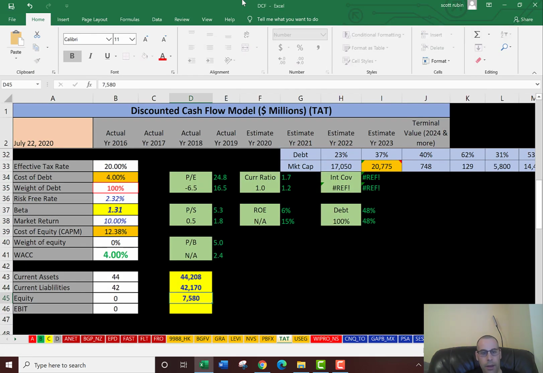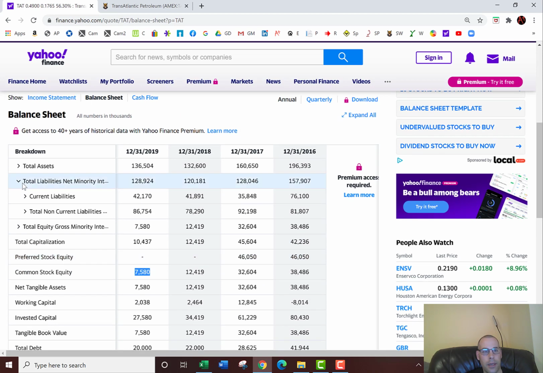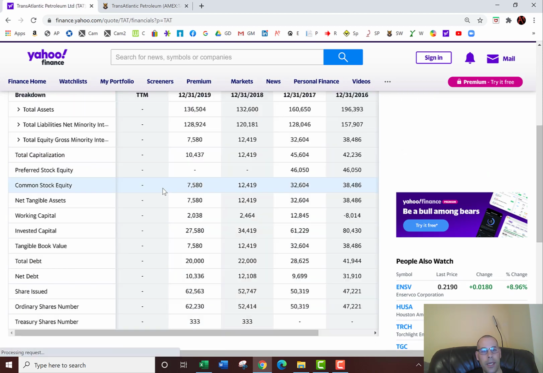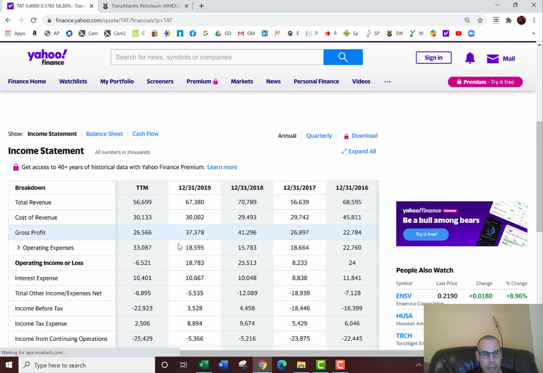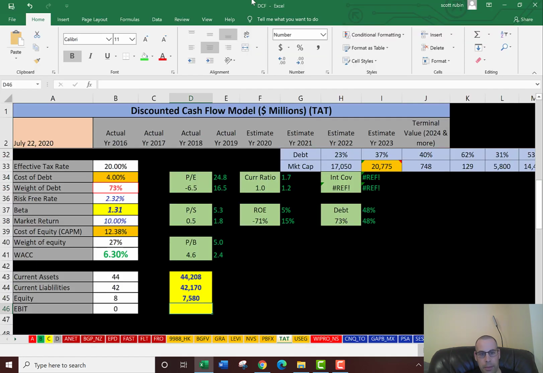That's the value of the company according to the balance sheet. That's $7.6 million. Now we need the EBIT, earnings before interest and taxes. That's called operating income on the income statement, and that's $18.8 million.